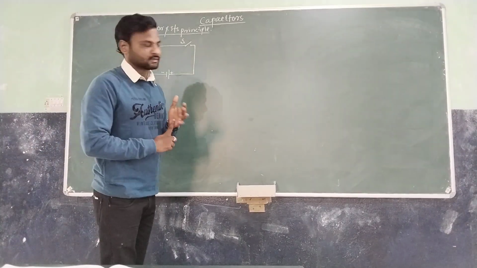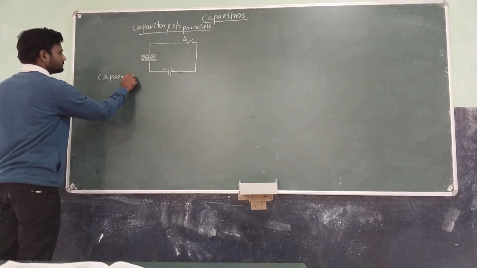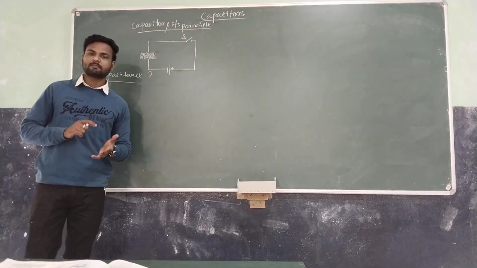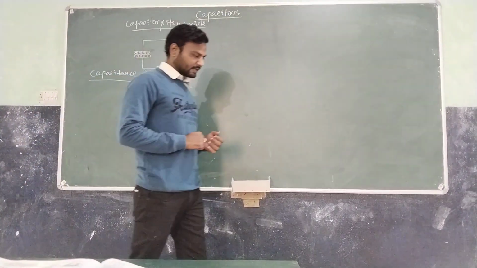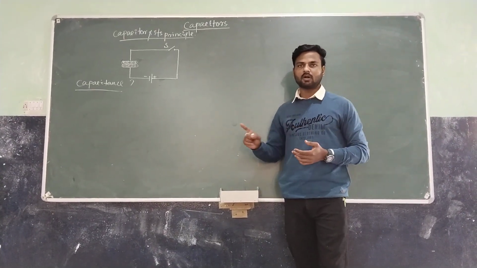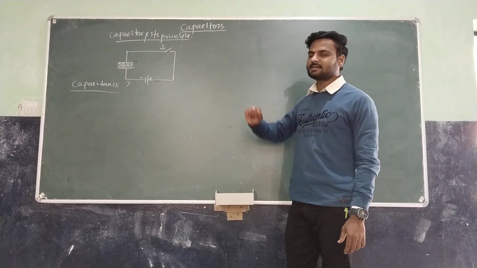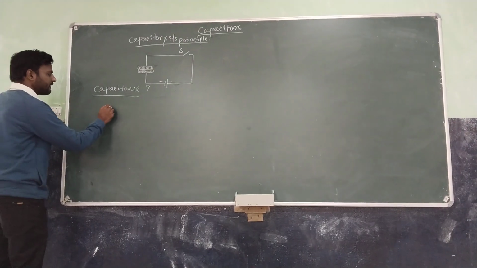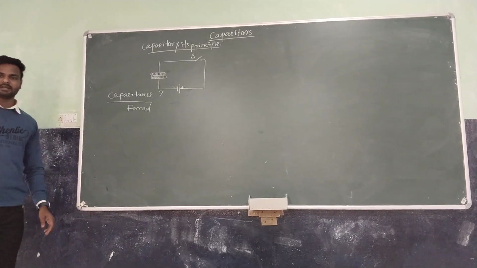So what is capacitance? Capacitance is the property of the capacitor which stores the electrical energy. What is capacitance? Capacitance is the property of the capacitor which stores electrical energy. The unit of capacitance is the farad.